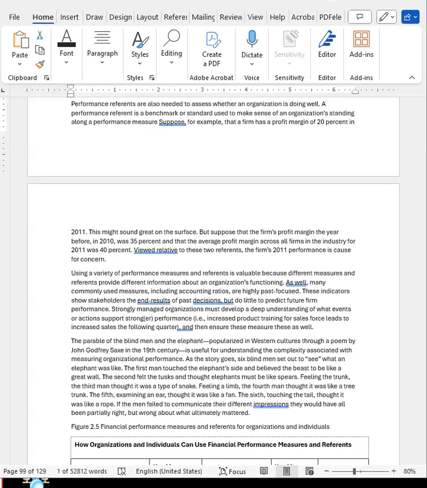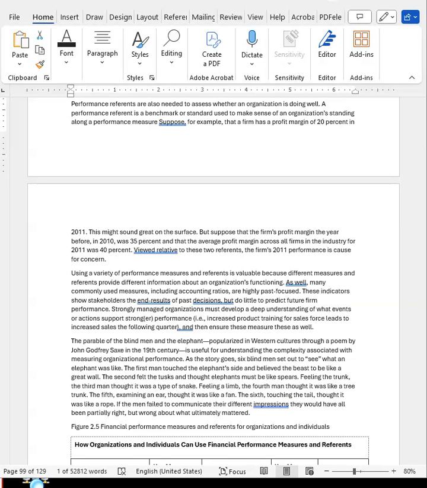Using a variety of performance measures and referents is valuable because different measures and referents provide different information about an organization's functioning. As well, many commonly used measures, including accounting ratios, are highly past-focused. These indicators show stakeholders the end results of past decisions, but do little to predict future firm performance. Strongly managed organizations must develop a deep understanding of what events or actions support strong performance, i.e., increased product training for the sales force leads to increased sales the following quarter, and then ensure they measure these as well.